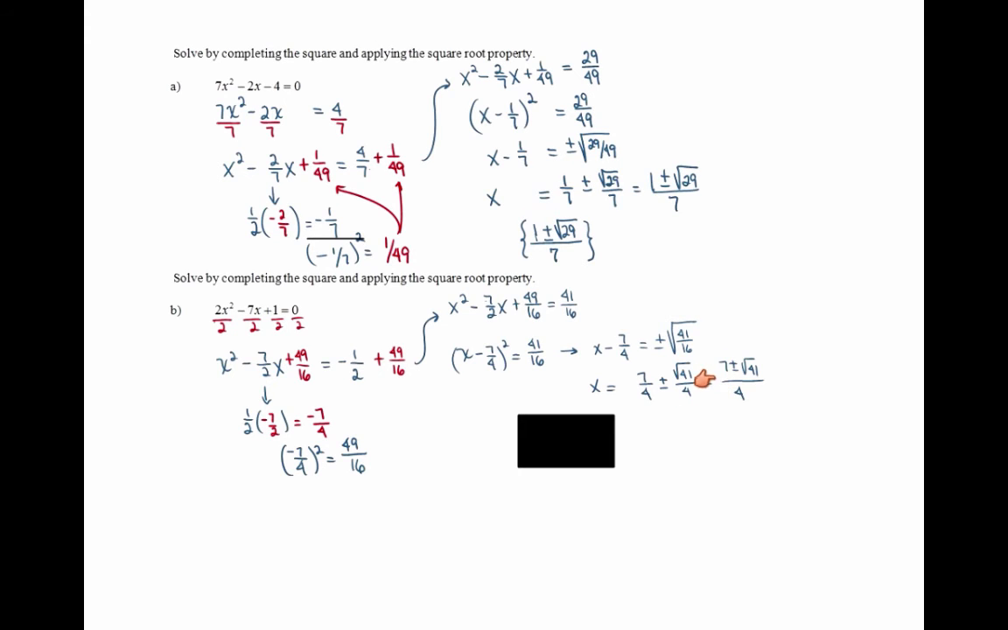So here we have 7 plus and minus square root of 41 over 4. You look at this carefully and see if you can reduce any of these. You look for common numbers among these three terms. Doesn't look like we have any. So we have 7 plus and minus radical 41 over 4. Any question on this? Anyone?